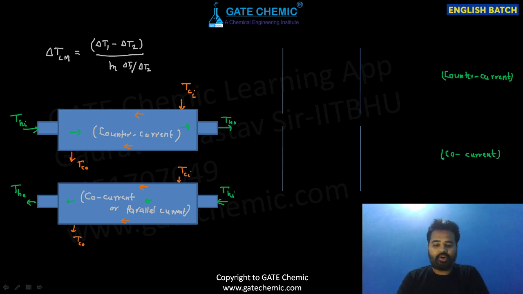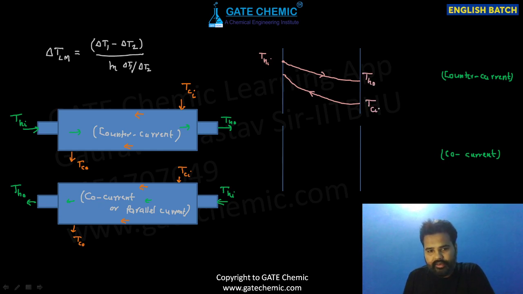Okay, now see, I want to draw the temperature profile here. Okay beta, very easy. So in co-current, this is your THI. So the hot fluid loses its heat, and suppose the flow pattern is like this, and this is the cold fluid. So this is TH naught, this is TCI, and this is TC naught. Okay, similarly here, this is co-current.